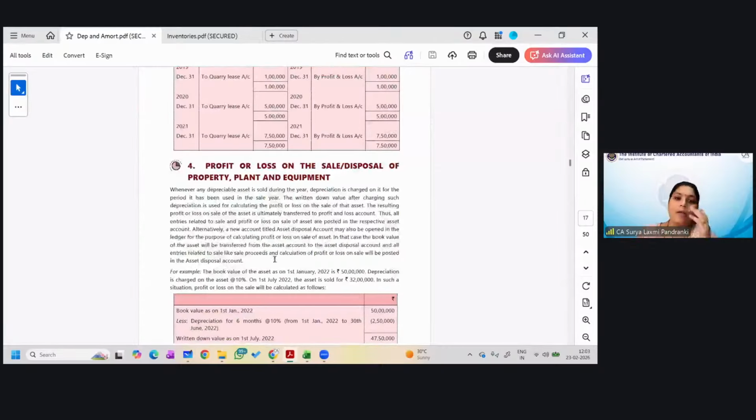The next part is about the profit or loss on sale or disposal. I'll pause here because this is again a different topic. Till now, we have done all the depreciation methods. From here, we will see if there is any sale, or any change in the depreciation methods, or if you have done any revaluation, and how it works. So quickly take just 5 minutes break and then we'll be back and continue.